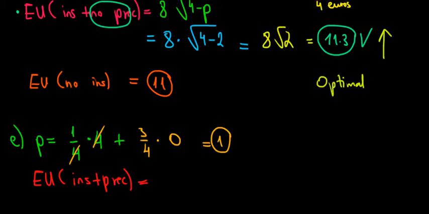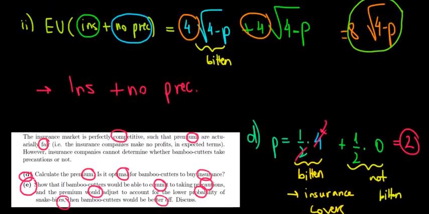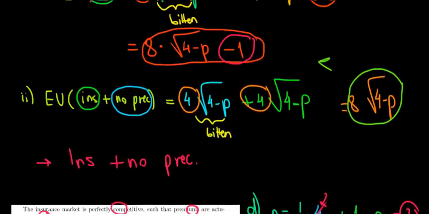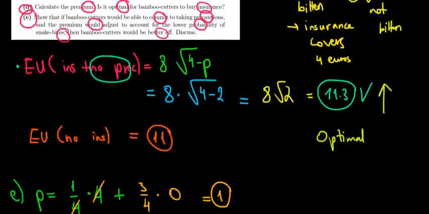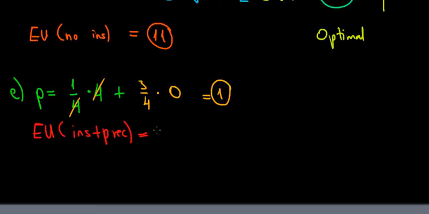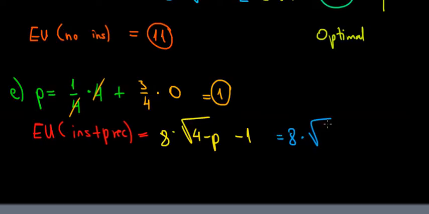Well, let's compare. We saw that result a couple of videos ago, that if he takes insurance and takes precautions, then he would have 8 times the square root of 4 minus p, minus 1. So let's write it over here below: 8 times the square root of 4 minus p, minus 1. Now what would be the result? We would have 8 times the square root of 4 minus, the premium would be 1, so 4 minus 1, and minus 1, meaning that we have 8 times the square root of 3 minus 1, and as a result that would give us 12.3 in expected utility.